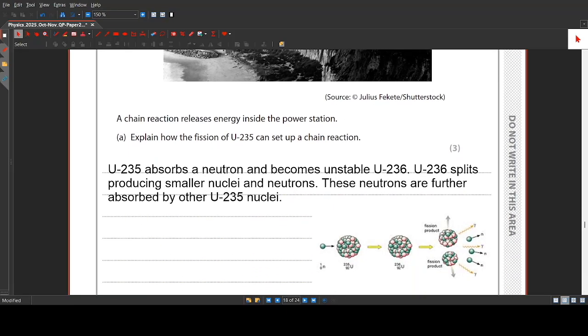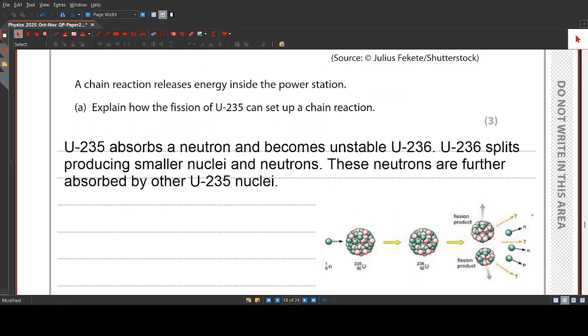A pictorial representation of the chain reaction has been shown over here. As you can see, first of all the uranium-235 absorbs a neutron, and then it becomes uranium-236, which is unstable, and then it decays into smaller nuclei and neutrons and also gamma radiation, which is released because energy is also being emitted. Now, these neutrons are then further absorbed by more uranium-235, which then become uranium-236, and then the uranium-236 decays to form more smaller nuclei and neutrons, and the process repeats.